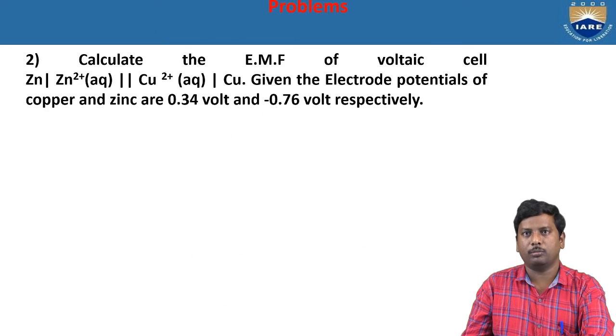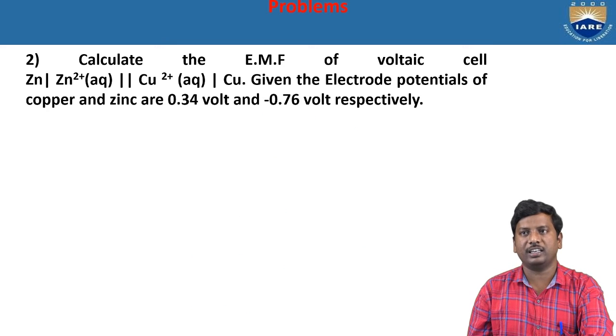Now let us see model problem 2. Calculate the EMF of a voltaic cell. Zinc is present in zinc plus 2 aqueous solution, separated by a salt bridge from copper plus 2 aqueous solution with copper metal. Given the electrode potentials of copper and zinc are 0.34 volts and minus 0.76 volts respectively.